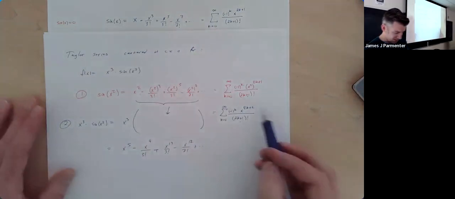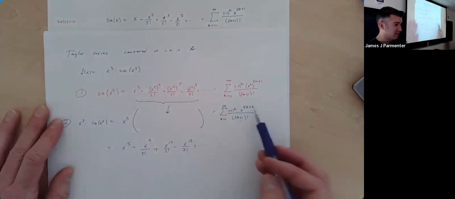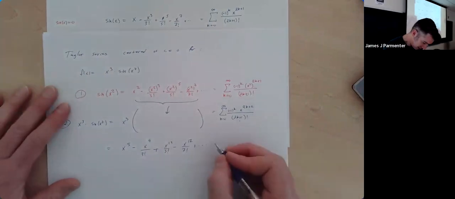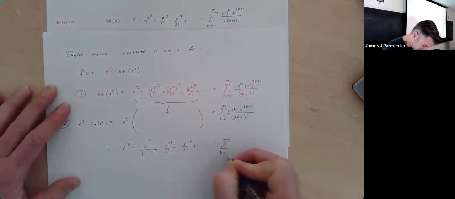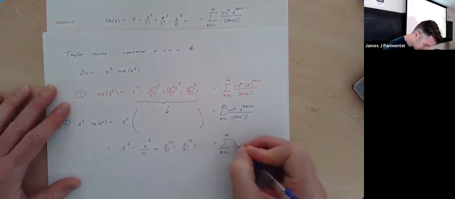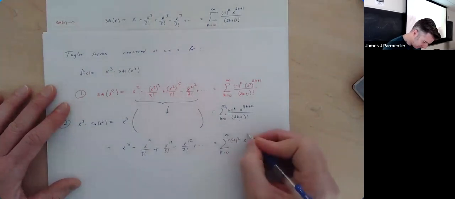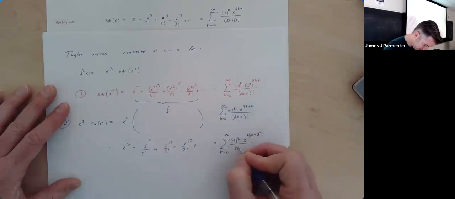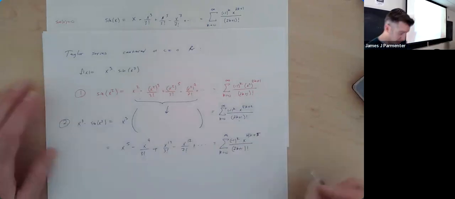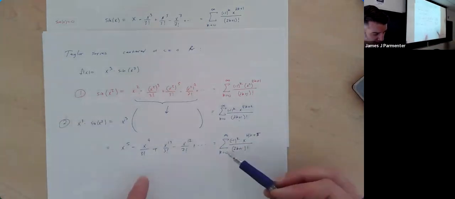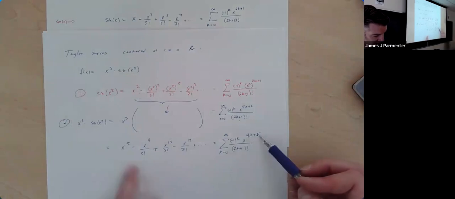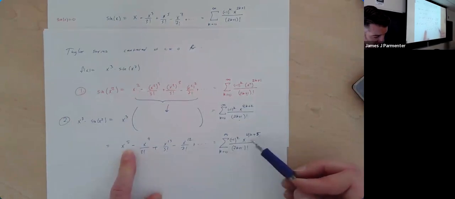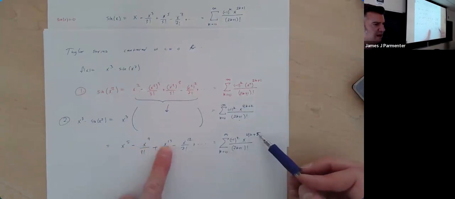But really what I want to do is take my pattern and add 3 to the power of x. So that's the sum from k equals 0 to infinity of negative 1 to the k times x to the 4k plus 5 over 2k plus 1 factorial. Again, we can check. If you start at k equals 0, you get a power of 5. If k equals 1, you get a power of 9. If k equals 2, you get a power of 13. That checks out.